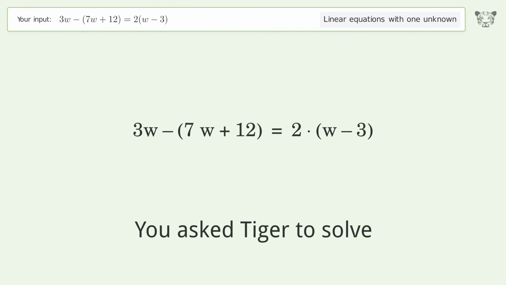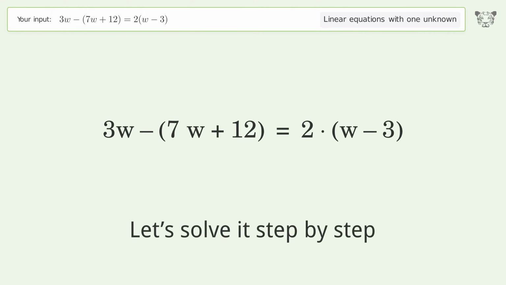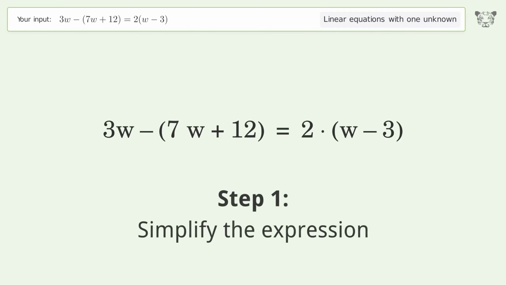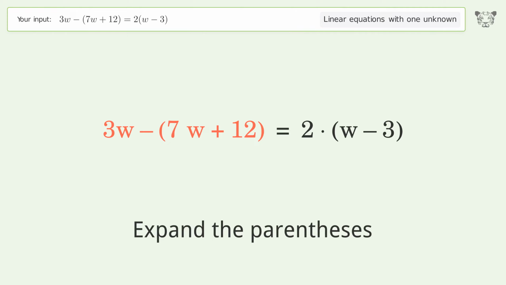You ask Tiger to solve. This deals with linear equations with one unknown. The final result is w equals -1. Let's solve it step by step. Simplify the expression. Expand the parentheses.